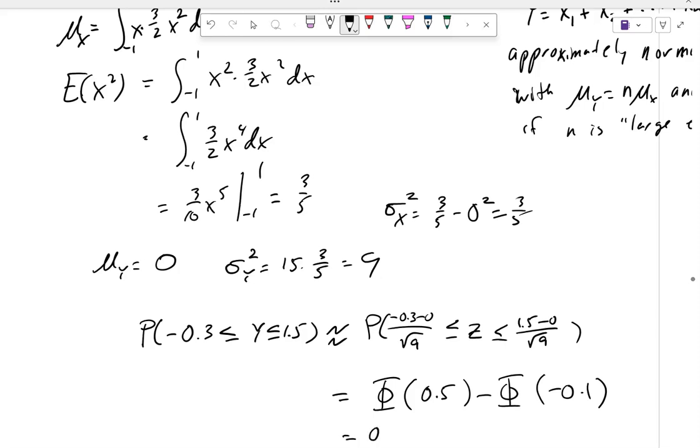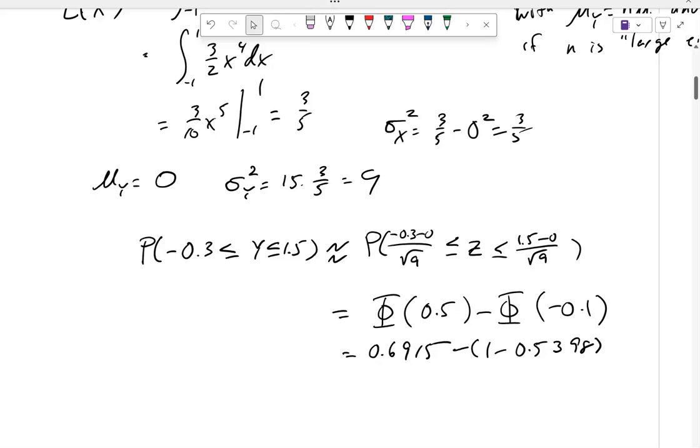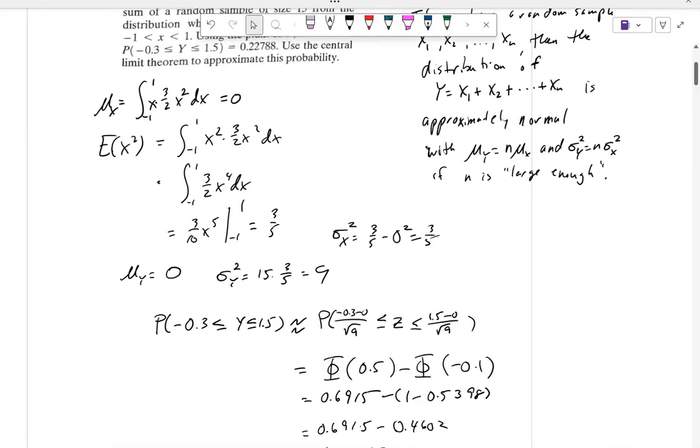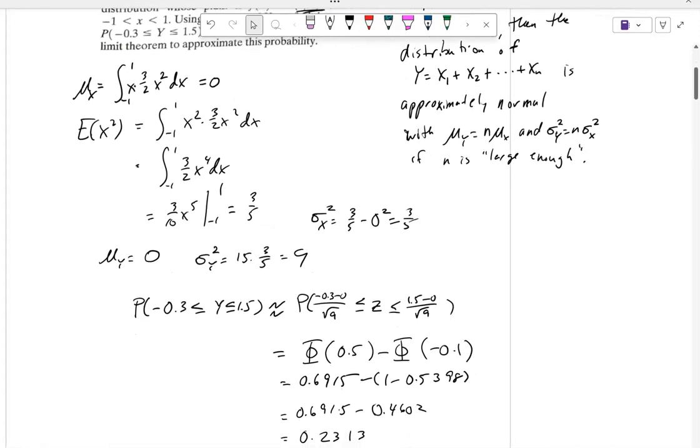0.5 is 0.6915, and 0.1, that's negative 0.1. So I'm going to need to subtract 1 minus 0.5398. Yep. 0.4602, so we get 0.2313. Did my arithmetic right? Which is relatively close.